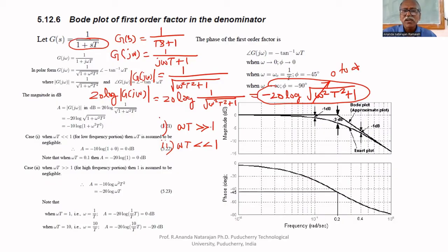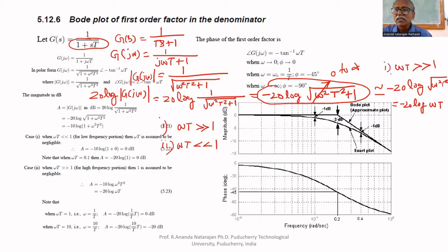If omega tau is far greater than 1, then 1 is negligible. If omega tau is 1000, 1 is negligible. Therefore, this can be written as minus 20 log square root of omega square tau square, that is equal to minus 20 log omega tau. That's all, if omega tau is far, far greater than 1.